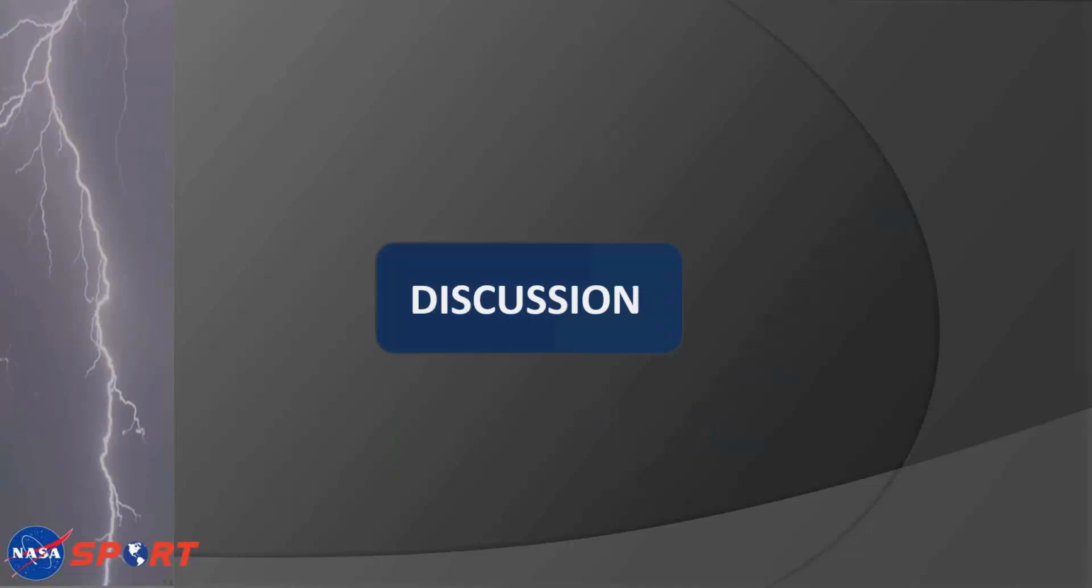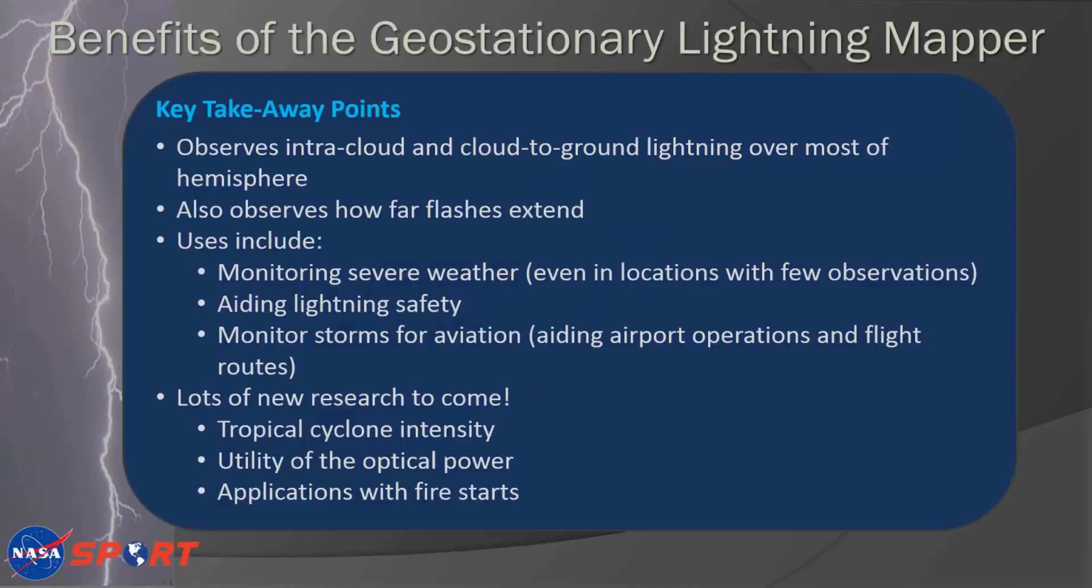Okay, without any questions here, the final part that I want to do at this point is a quick summary. What are the key takeaway points and the benefits of the Geostationary Lightning Mapper? Main takeaway points are we're observing intracloud and cloud-to-ground lightning over most of the hemisphere. So we're observing total lightning. And being able to get that intracloud component is very important to be able to see what's going on inside that thunderstorm. So with total lightning, we can observe the strength of the updraft and monitor how the storm is evolving. At the same time, GLM gives us the opportunity to look at the spatial extent of lightning.